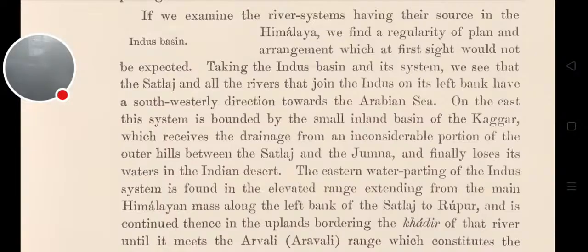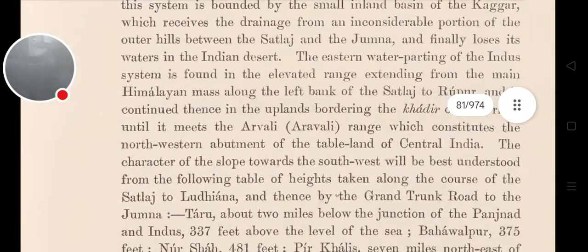Indian desert. The eastern water parting of the Indus system is found in the elevated range extending from the main Himalayan mass along the left bank of the Sutlej to Rupar, and is continued thence in the uplands bordering the Khadir of that river until it meets the Arvali or Aravalli range, which constitutes the northwestern abutment of the tableland of central India.